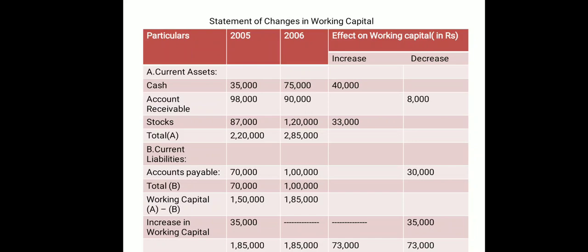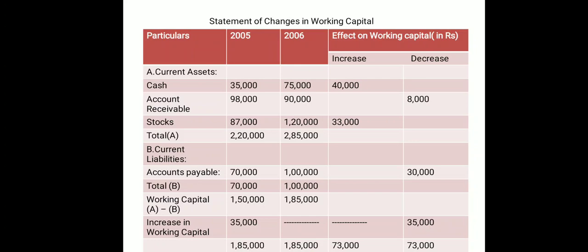Similarly we have the next item, account receivable. Last year 98,000 and this year 90,000. So now we can see a decrease in amount. Last year 2005 it is 98 and 2006 it is 90. So how much decrease? A decrease of 8,000.